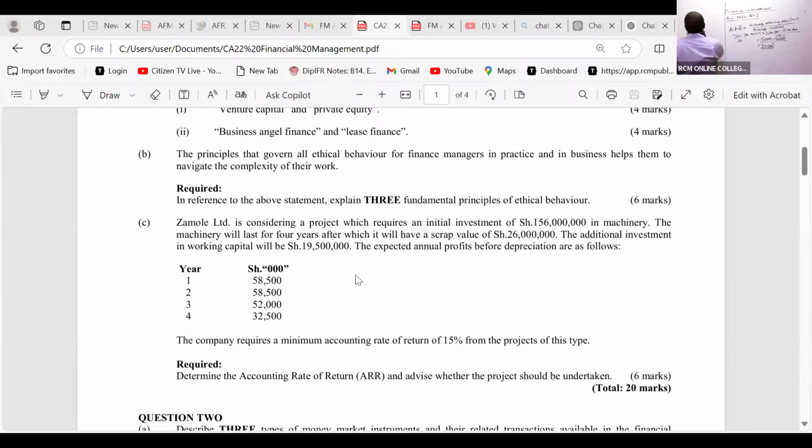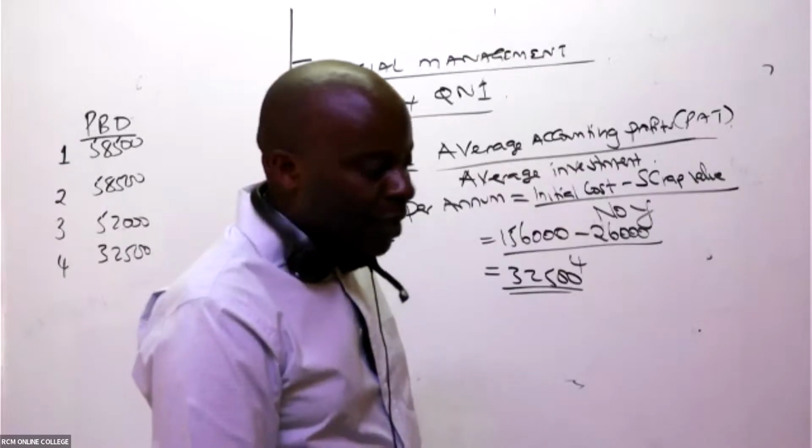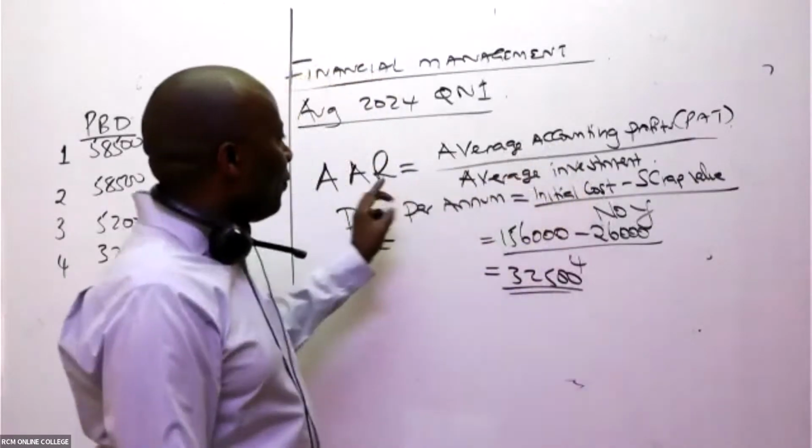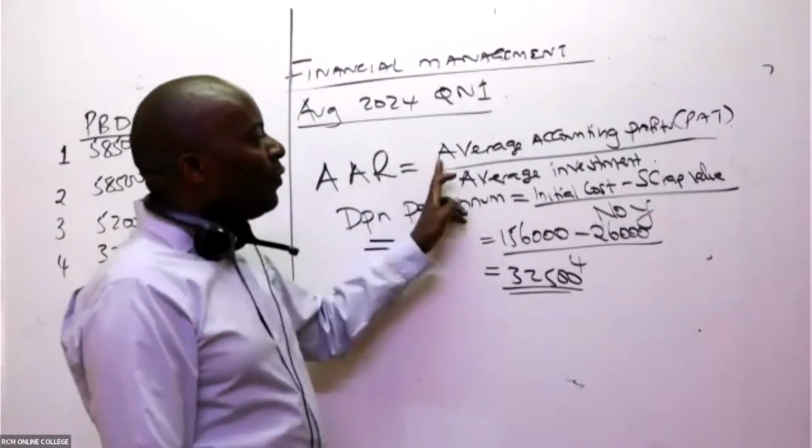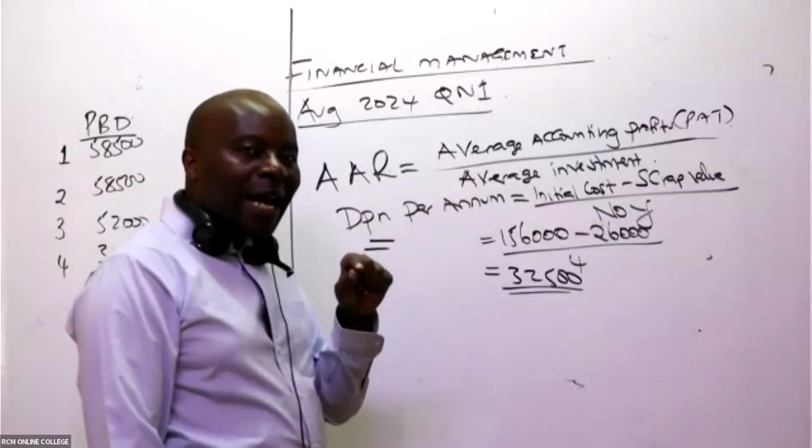58,500, another year 58,500, and then we have 52,000, and lastly we have 32,500. So remember, ladies and gentlemen, to get average accounting returns, we are taking the average accounting profit, which is the profit after tax.